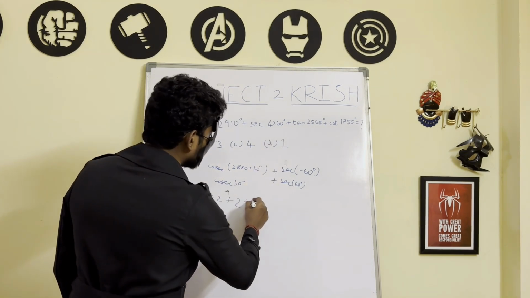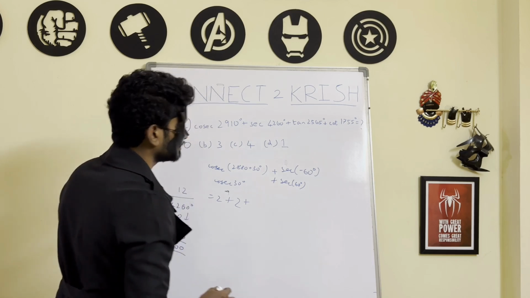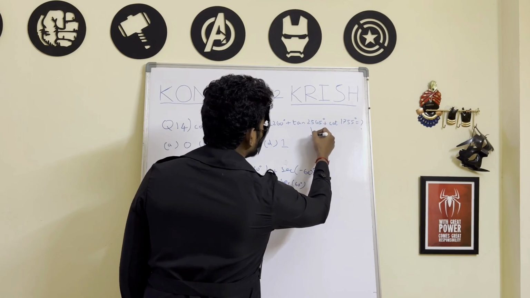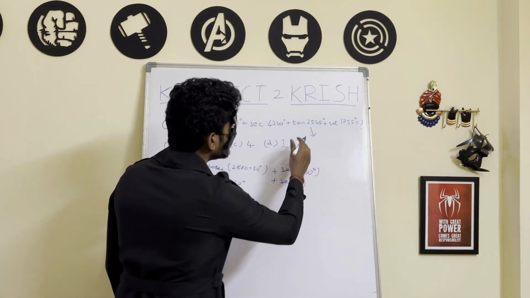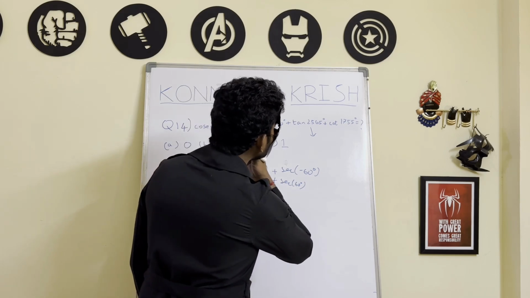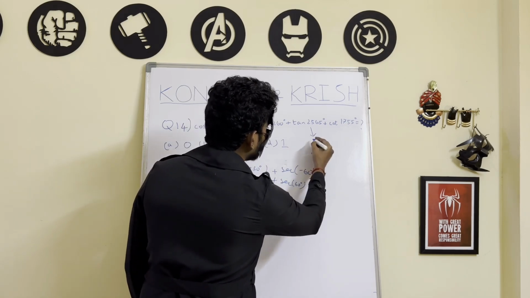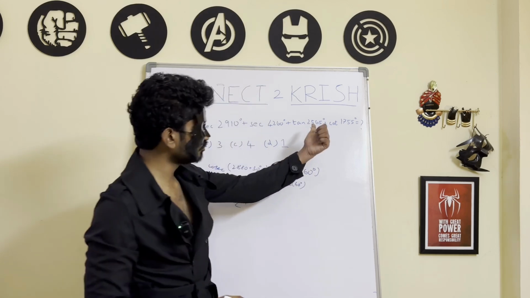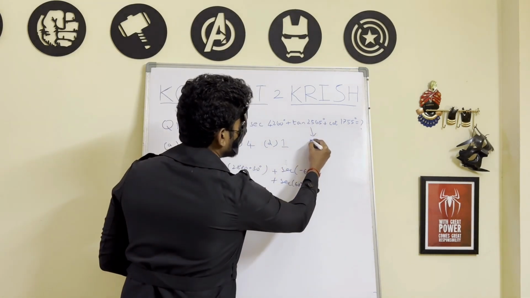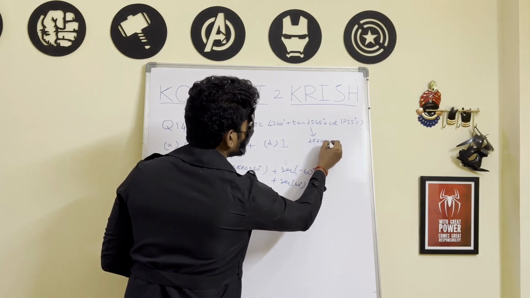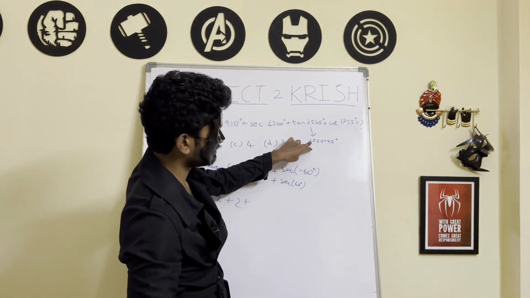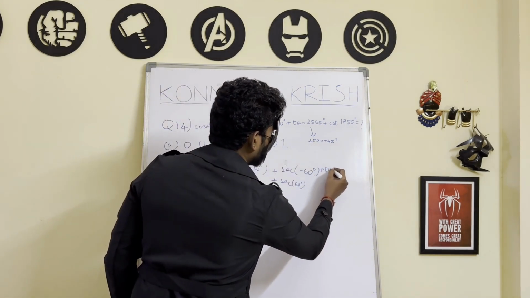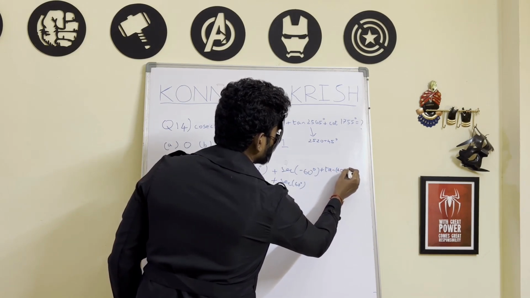Now tan of 2565. I can write it as 2520, which is a multiple of 360, plus 45. This angle is nothing but 2520 plus 45 degrees. The 2520 part will anyway become 0. So what will be remaining? Tan 45 will be remaining. Tan 45 is nothing but 1.